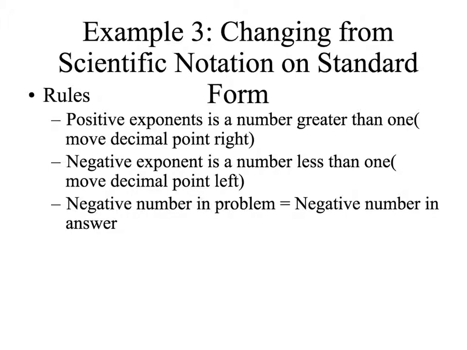Now we're going to go the opposite direction. If we're in scientific notation, how do I get back into standard form? And again, it's all about moving. But now instead of getting rid of the zeros, we're going to add the zeros back in. Positive exponent again means that my number is greater than 1. It's going to mean that I'm going to move my decimal point right this time. Positive exponent, movement to the right. Negative exponent, movement to the left. And again, if I have a negative in my problem, I have a negative in my answer.